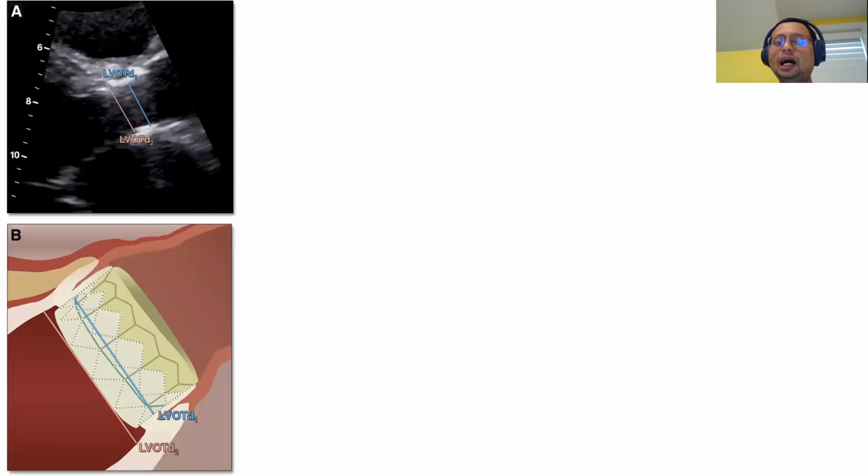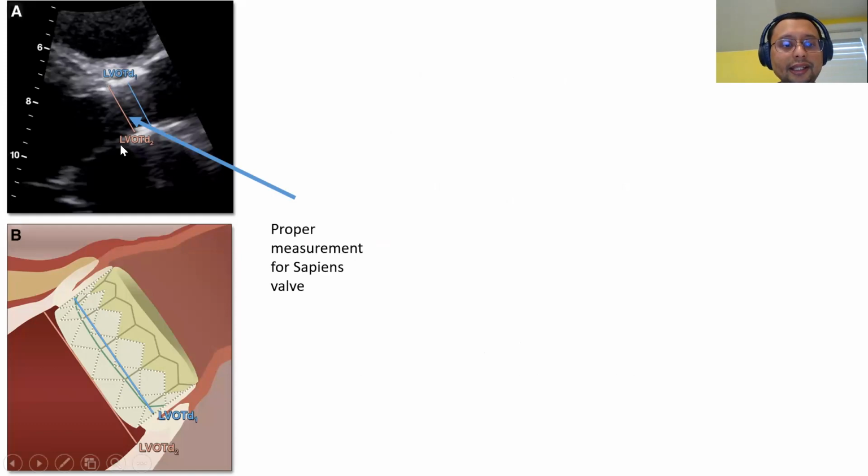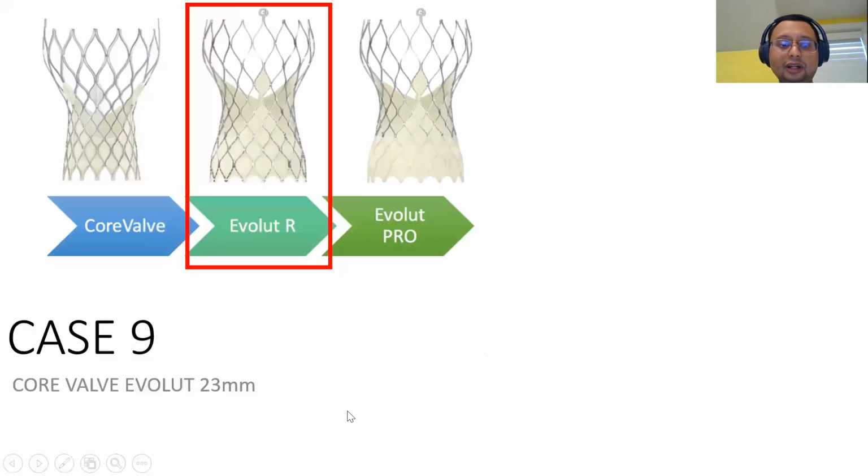Okay, this example shows how to measure the LVOT diameter in a patient with a Sapien valve. That is the proper measurement for a Sapien valve. You see the edge of the stent, and you measure just proximal to the edge of the stent. So that is the measurement for a Sapien valve.